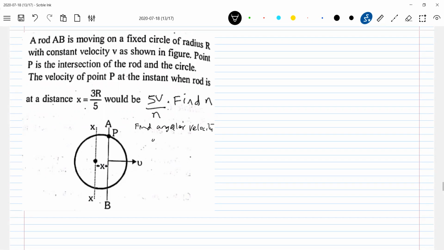Angular velocity of point P about O. This point O is the center of the circle. What is actually this total situation? So this is a circle. I'll draw it.